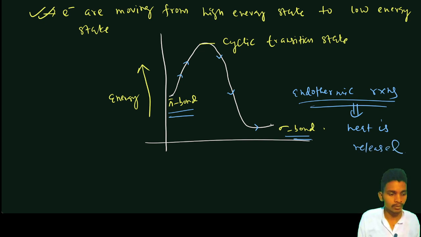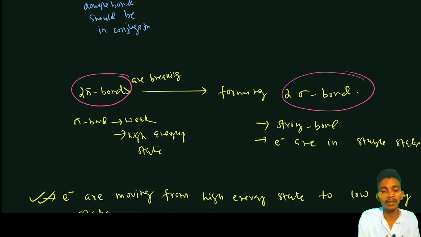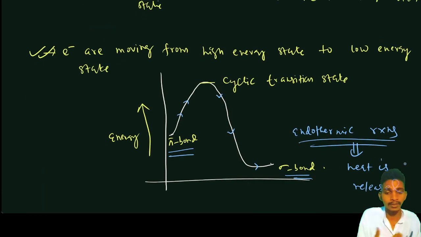Okay, so this shows that the pericyclic, the cycloaddition reaction is an exothermic reaction, not an endothermic reaction, because we have seen that these pi bonds are moving from high energy to low energy. Whenever they move to low energy, they release the energy, and that energy is released in the form of heat. So that's why this is an exothermic reaction, not an endothermic reaction.